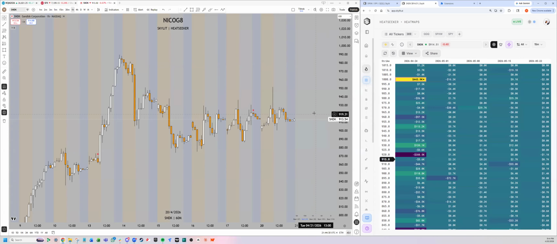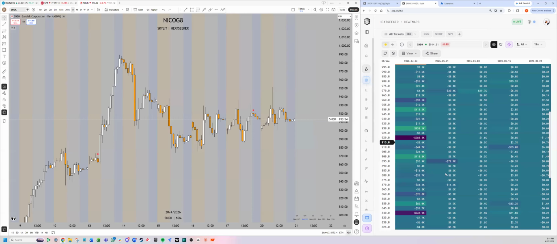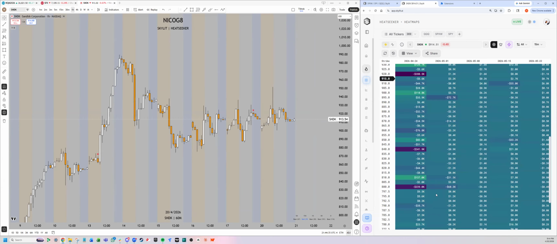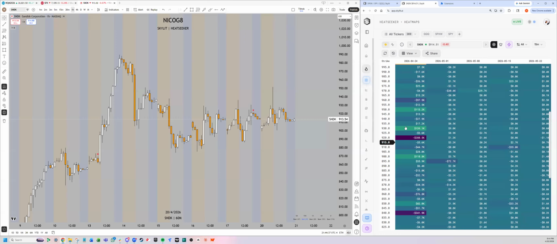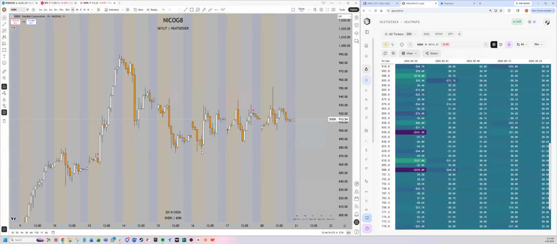So right now it looks like 920 is a pretty big flip level, honestly. The range is huge on this for the week, right? It looks like we got 1,000 all the way down to like 800, 840. So that's a massive range. I would actually expect 880 is a pretty strong level as well.